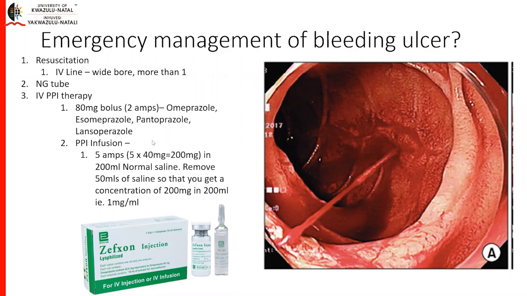And if the patient is still actively bleeding, you may consider repeating that. But this now is obviously going to give you time to catch up with your fluid, and you can then, in this hopefully first 24 hours, arrange an emergency upper GI endoscopy. Okay, so emergency management of bleeding ulcer, very important.